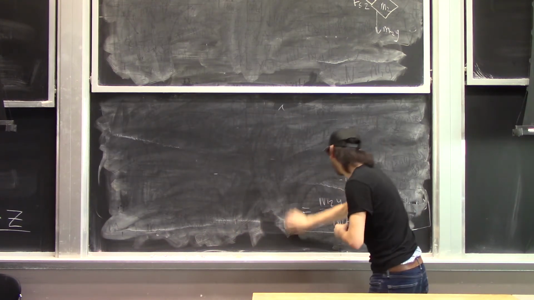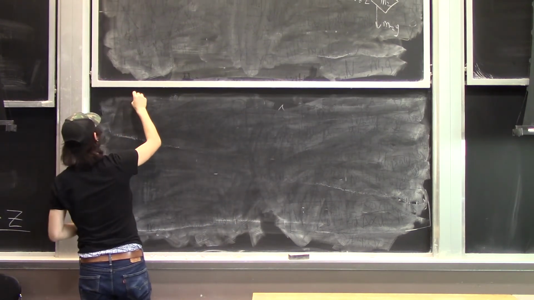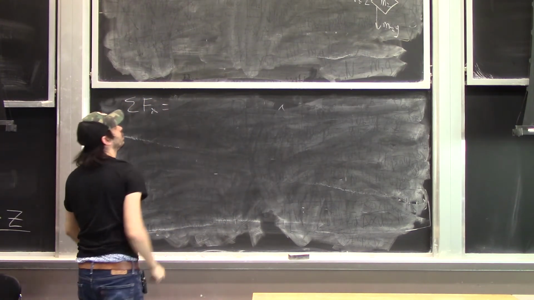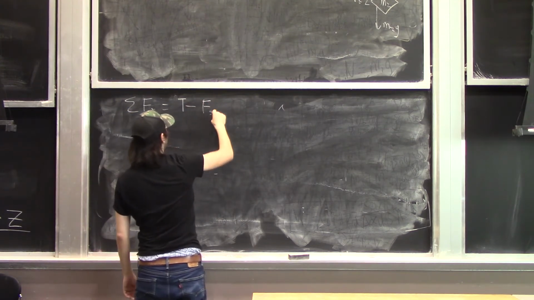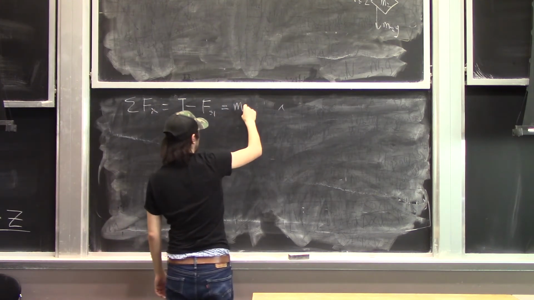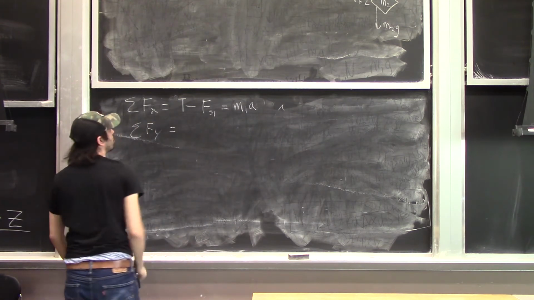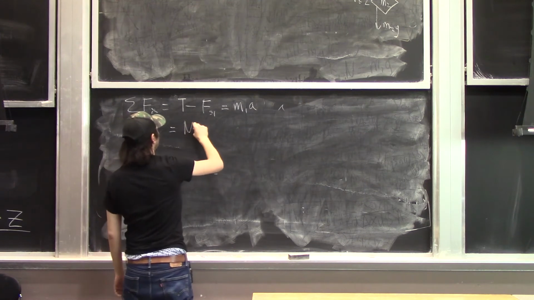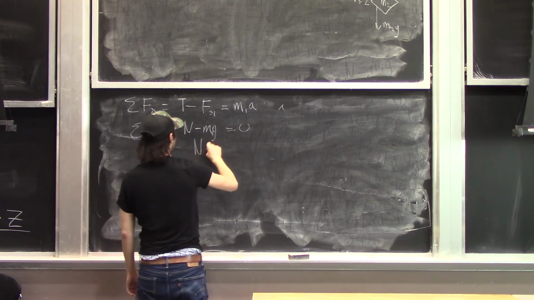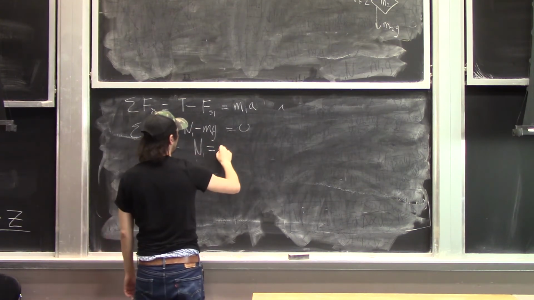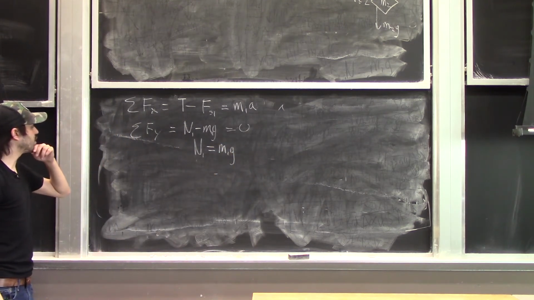So when we do that, for the first one, we're going to see that the sum of forces in the x direction is going to be equal to T minus fs1, which is going to be equal to the mass m1 times the acceleration. The sum of forces in the y direction is going to be equal to N minus m1g, which is equal to 0, which says that N, and let's call this N1, N1 is going to be equal to m1g. Okay. Now let's look at the second one.